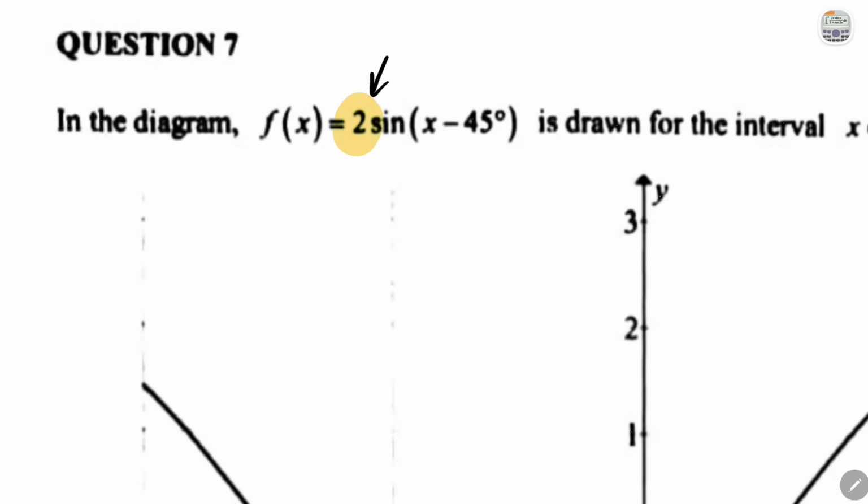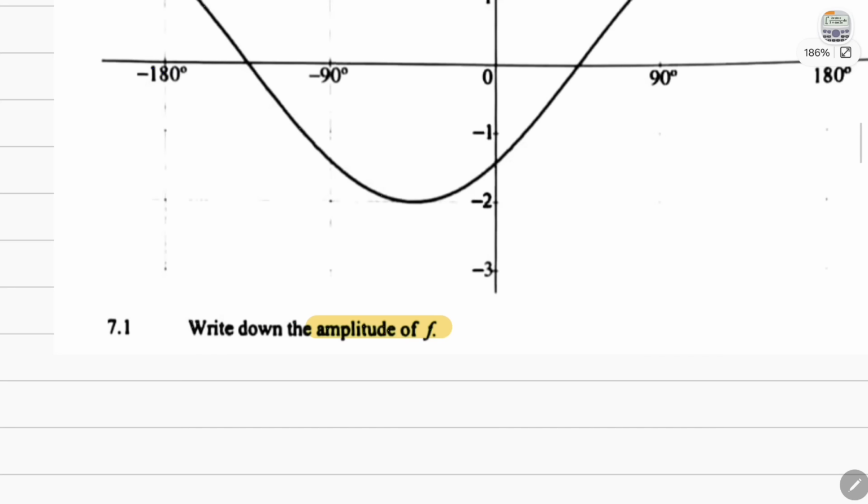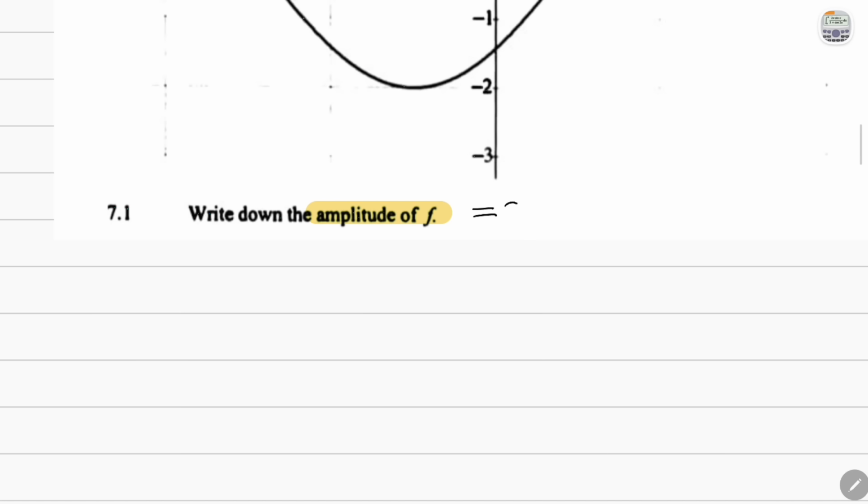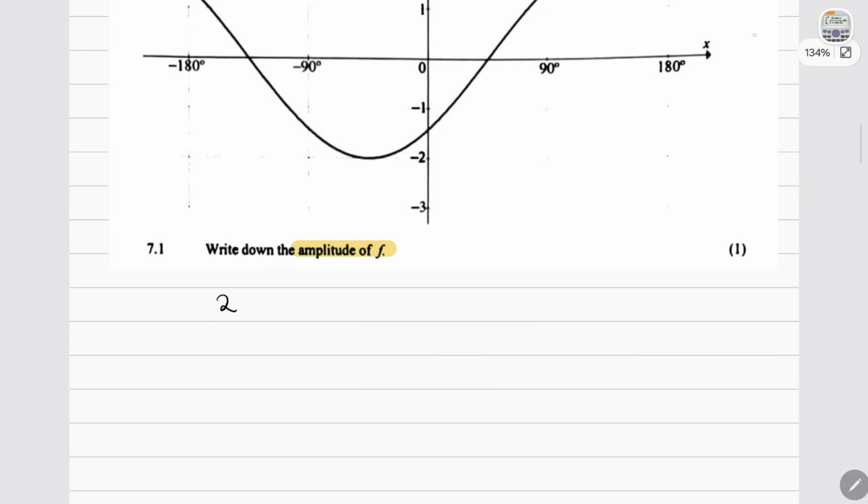So in this case, it's just 2. Even if it was negative 2, the amplitude would still be 2 because you need to take the absolute value of that. The absolute value of negative 2 is just 2, okay? Okay, so that is simple. Our amplitude there is simply 2. Moving on to the next question.